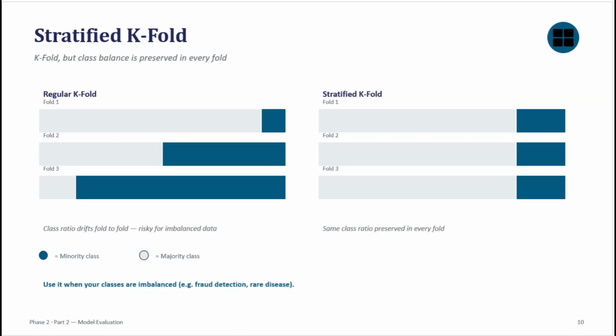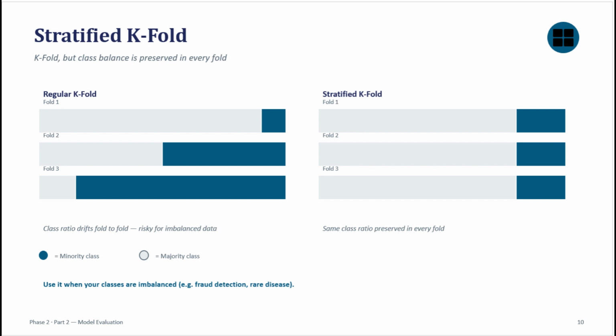Regular K-fold works well in many situations. But what if your dataset is highly imbalanced? Imagine a fraud detection dataset where only 1% of transactions are fraudulent. A random split could accidentally place almost all fraud cases into one fold. That would produce unreliable results.